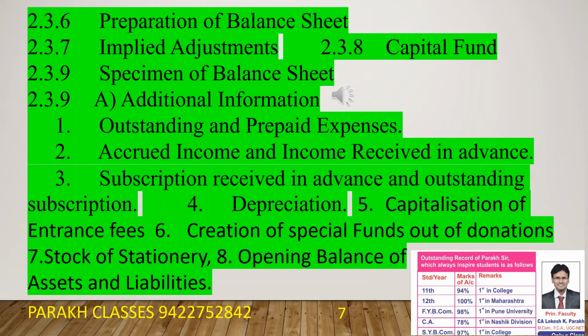Capital fund. For an NPO, non-profit organization, capital is known as capital fund. Specimen format of balance sheet. Additional information, that is adjustments: outstanding and prepaid expenses, accrued income, that is income receivable, and income received in advance, that is pre-received. Next comes subscription received in advance and outstanding subscription.